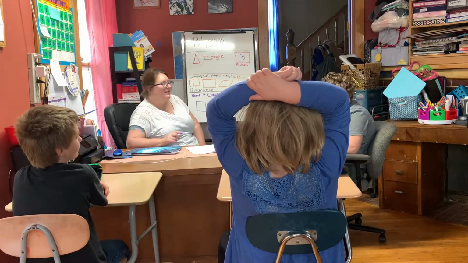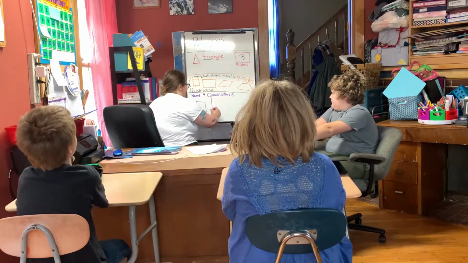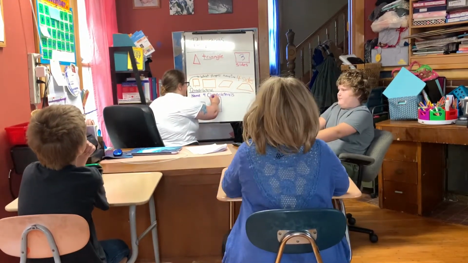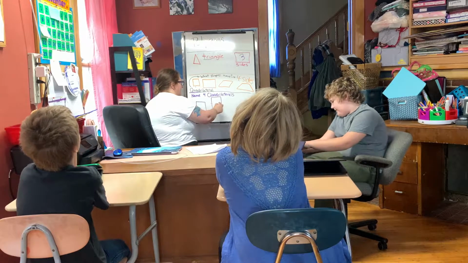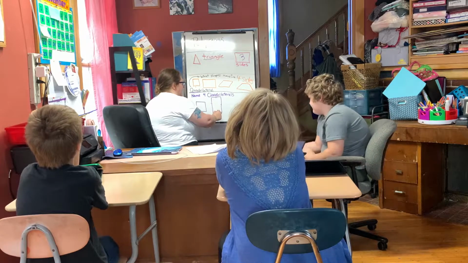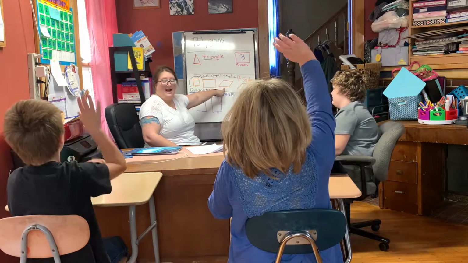What's the door in the picture? The door is almost like a rectangle. Yeah, but it doesn't have equal sides. It's got to have 2 sides that are the same, and these 2 sides are going to be the same. Do you know what this is called? A kite.